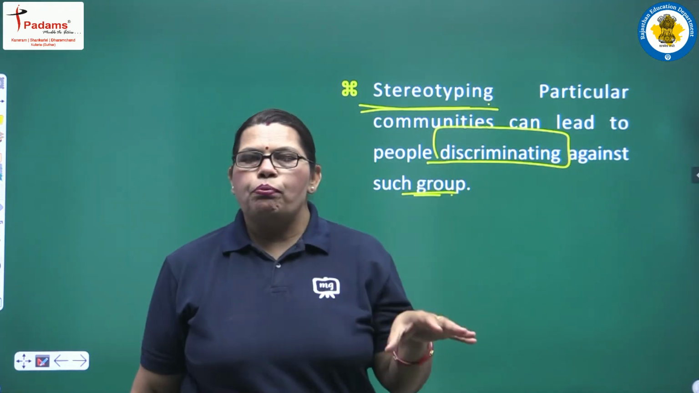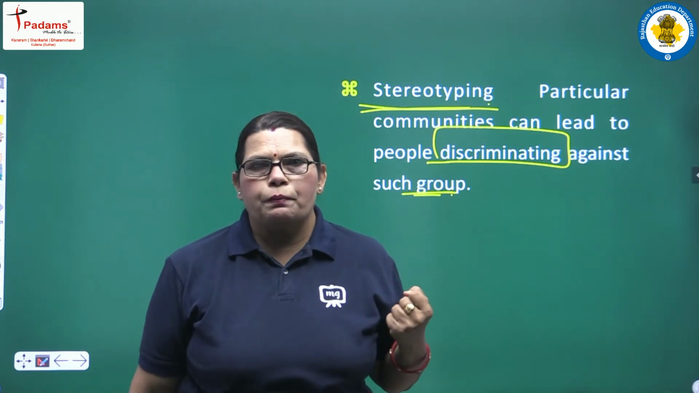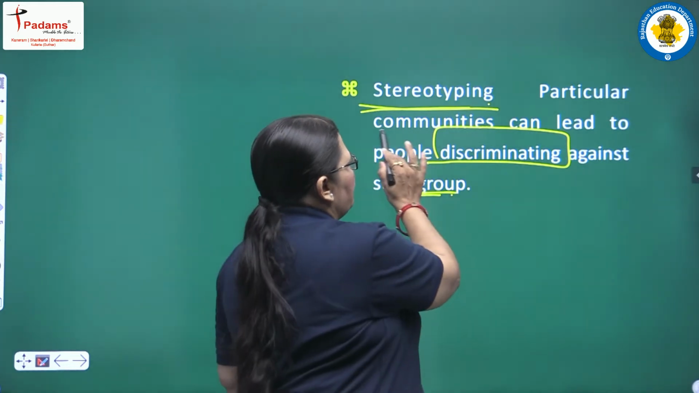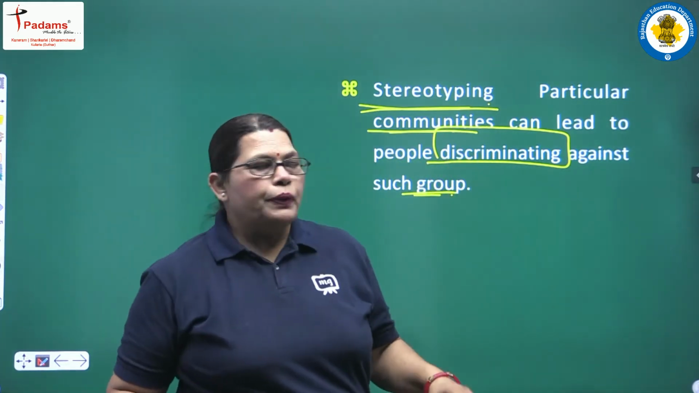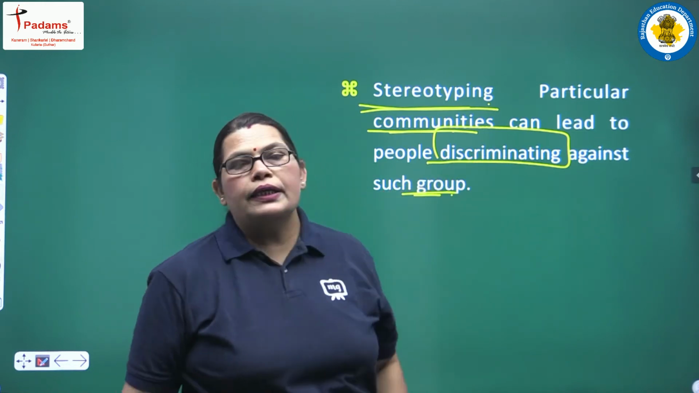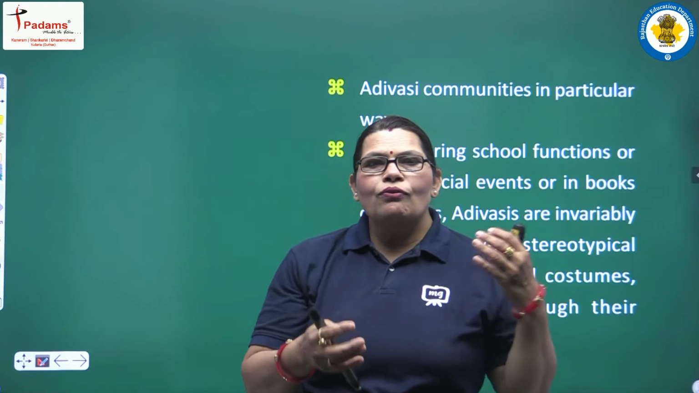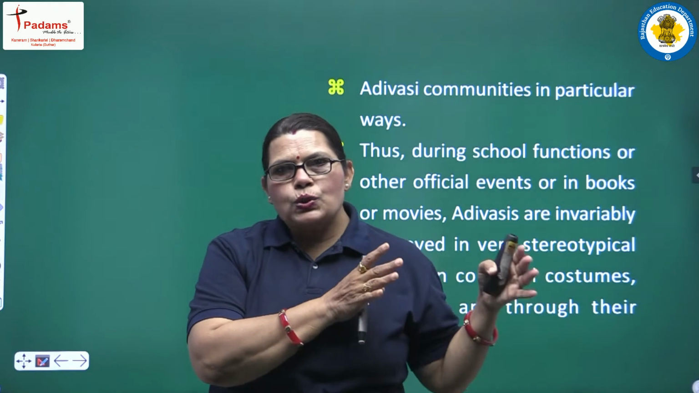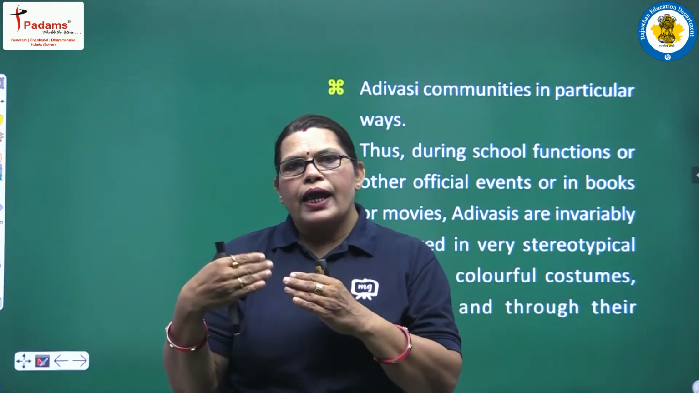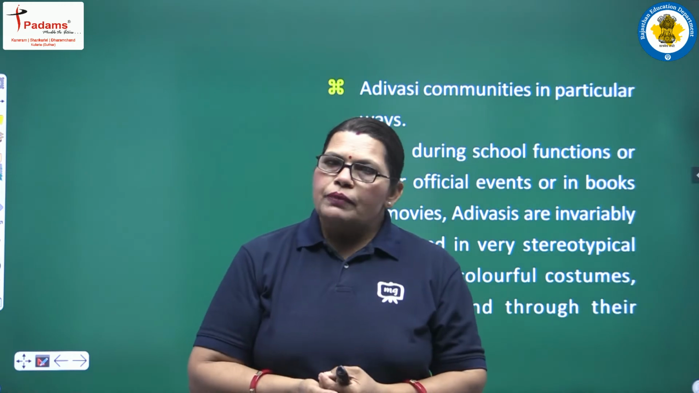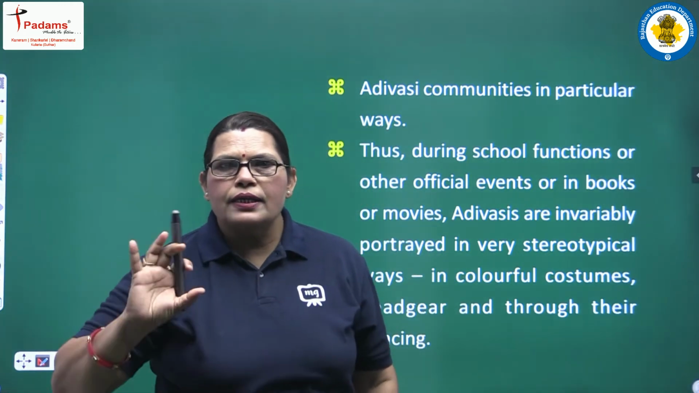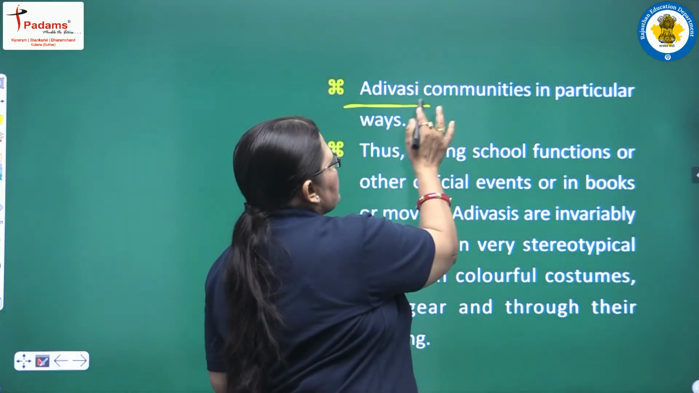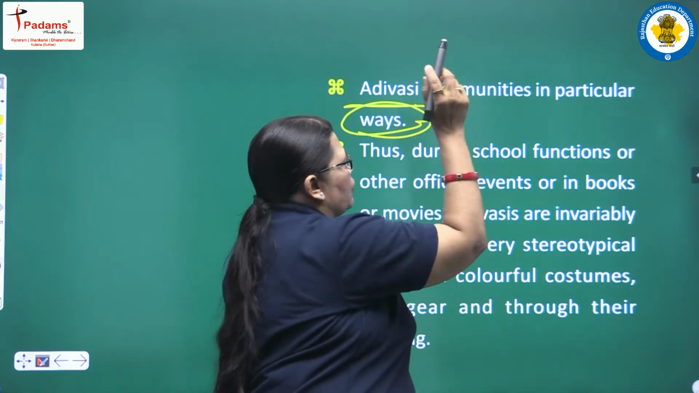When we are discussing stereotyping, stereotyping particular communities can lead to people discriminating against such groups. Yes, this is the important fact. Literally, when we are speaking about discrimination, this is the situation: stereotyping particular communities can lead to people discriminating against such groups. Yes, the example of 10 pencils and 1 pen. The example of 3 Tamil students in a class among English and Hindi speaking students. So there is a stereotyping, there is a minority position in this. Adivasi communities are shown in particular ways.